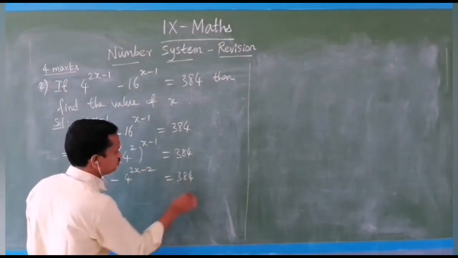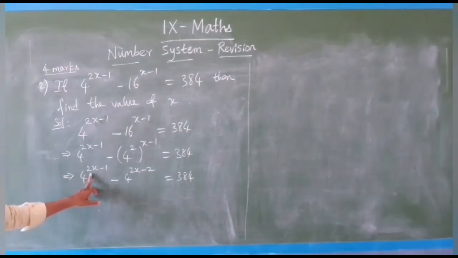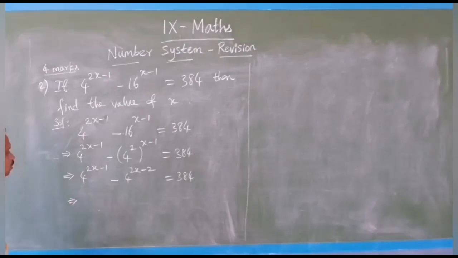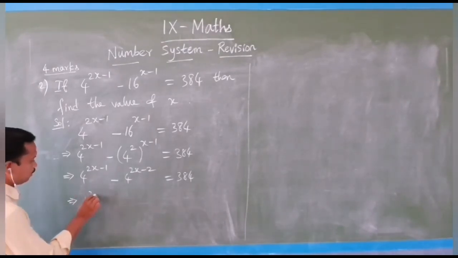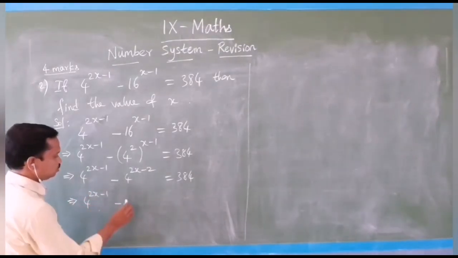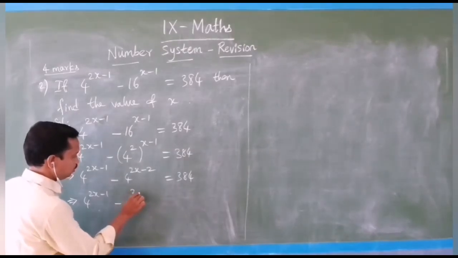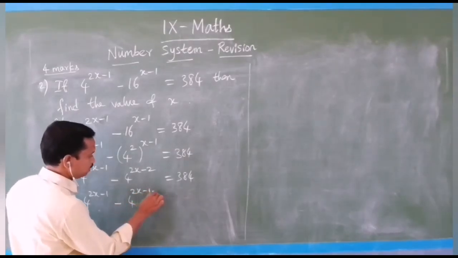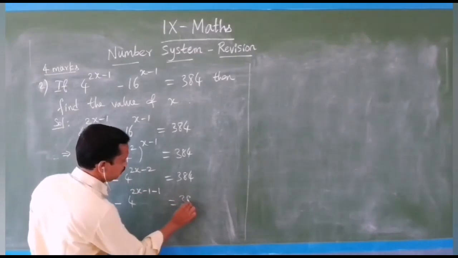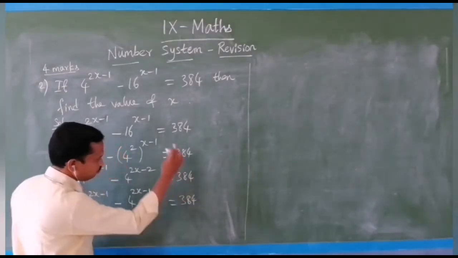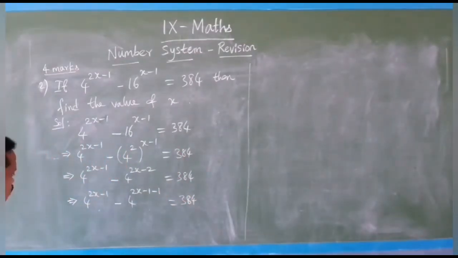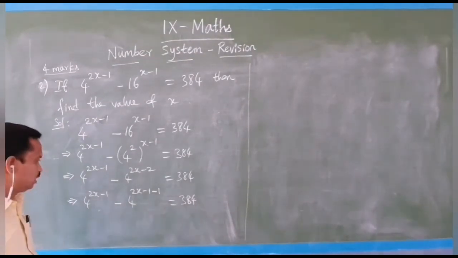So you see here, this is 2x minus 1, this is 2x minus 2, and here 4 power 2x minus 1 minus, so this we have to split as 4 power 2x minus 1 and then minus 1, this is equal to 384. The 384 afterwards you have to change. So before that, the left hand side you have to simplify.